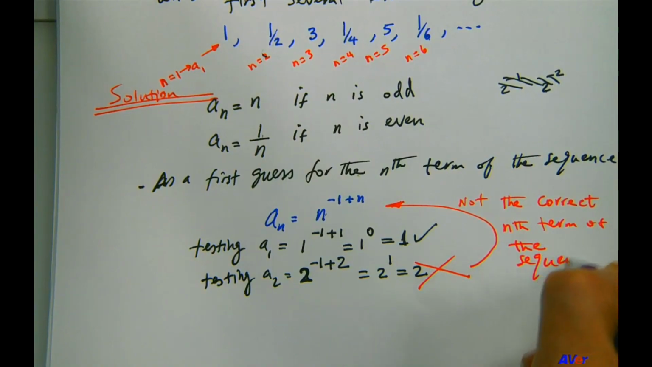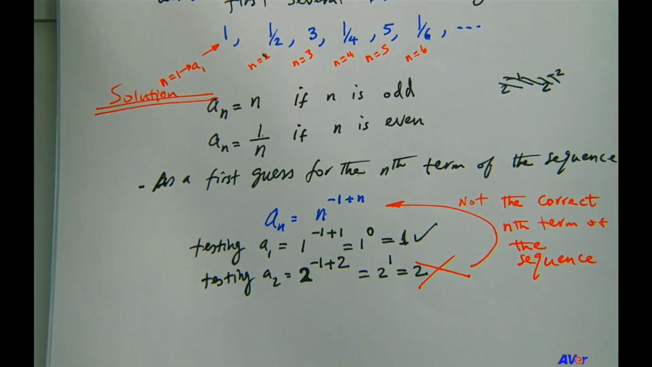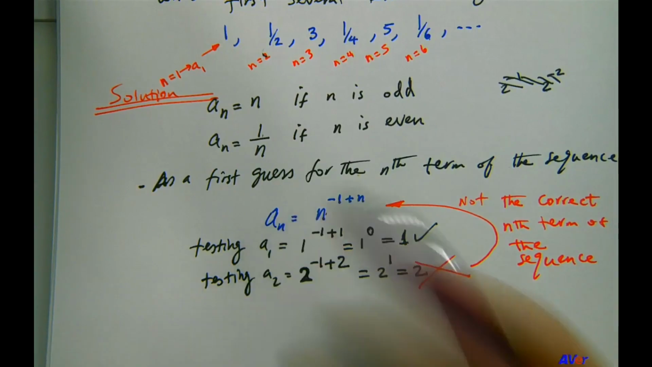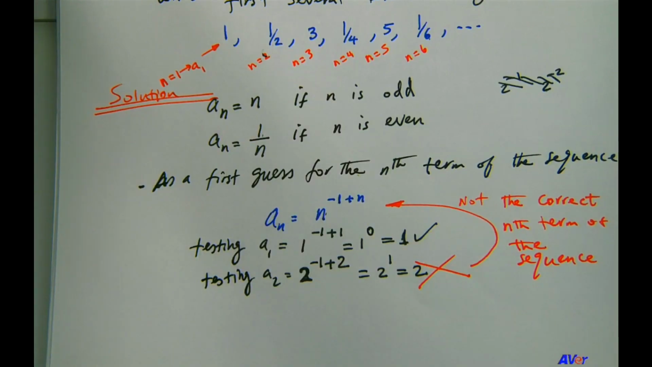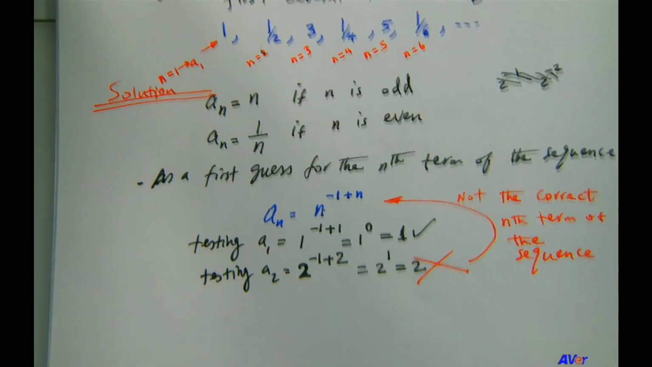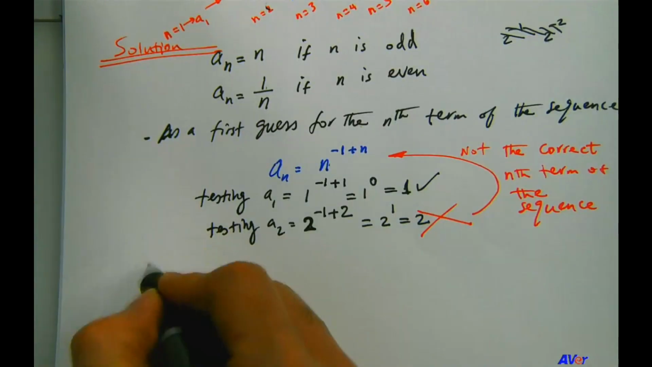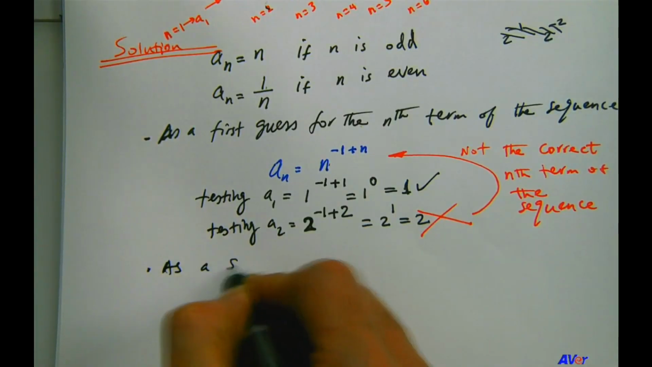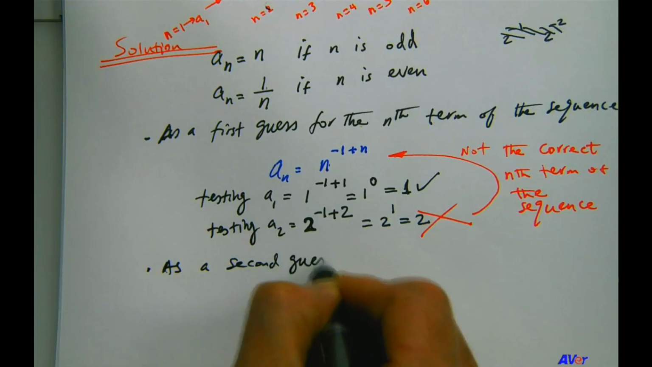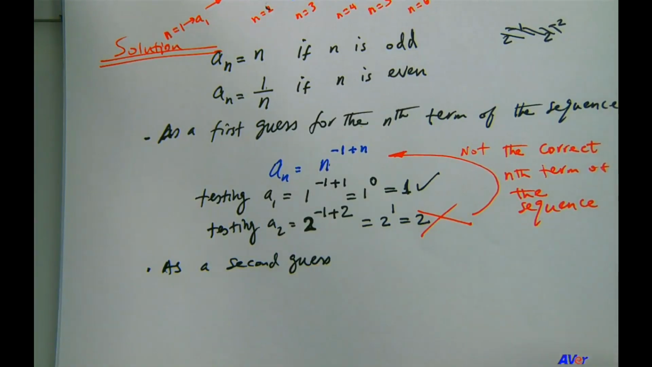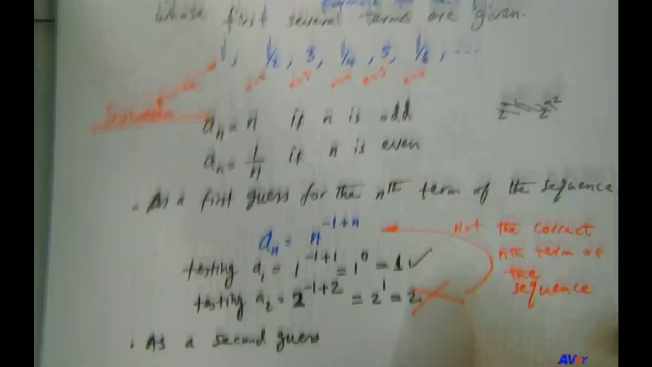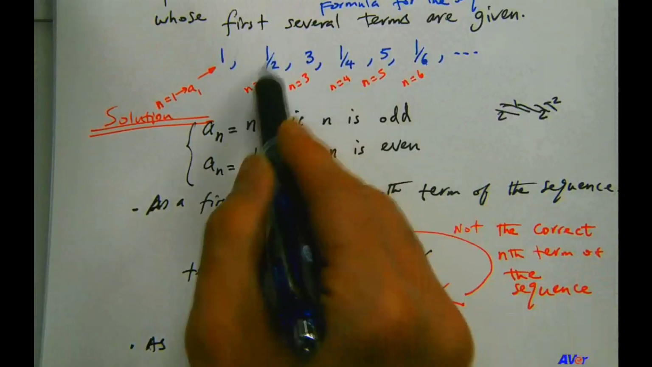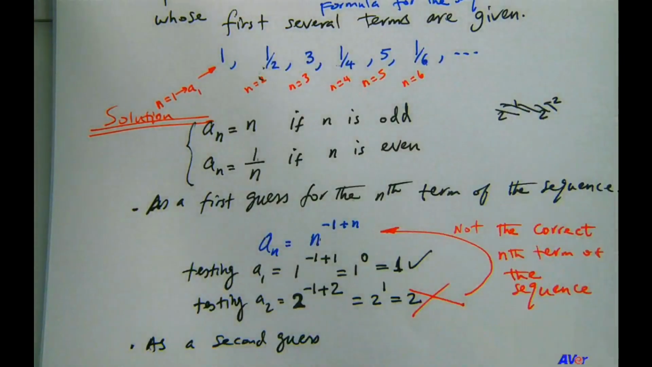I want to show you that this is an iterative process. You need to go through iterations of a first guess for the nth term of the sequence until you get it right. So let's use a second guess. Of course this is going to be an educated guess. It's not just throwing darts blindfolded. We've talked about the fact that the fractions suggest we should have some kind of negative power.